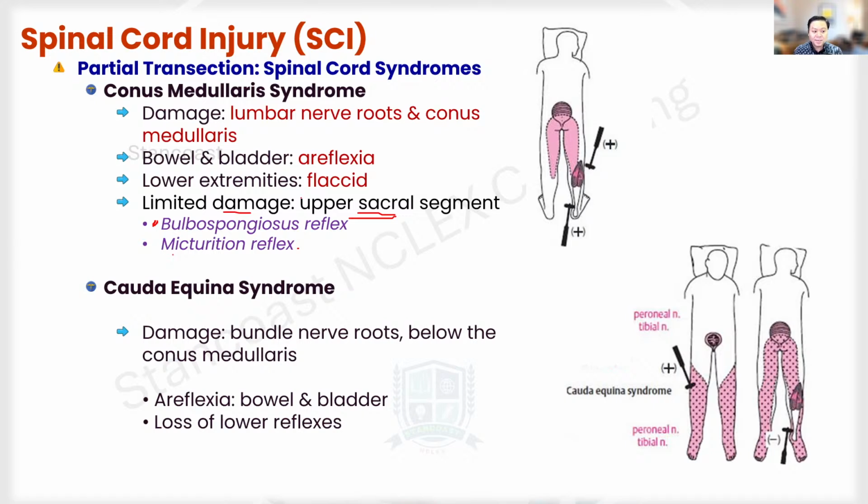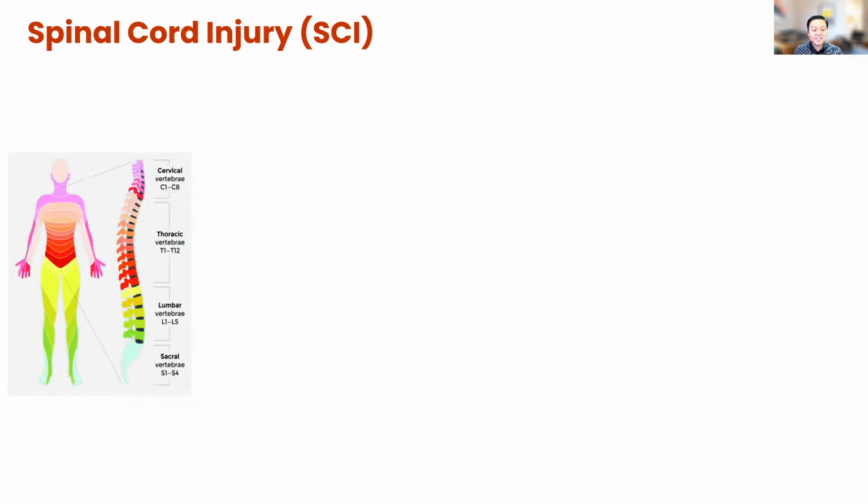Okay, cauda equina. Now let's talk about the different levels of spinal cord injury this time. Most often in the NCLEX, you will be asked to determine the priority nursing action that you should take, especially if the injury is in the cervical spine. But we will have to subdivide these areas because they have different effects according to the levels of the spinal cord. We need to specify this time.